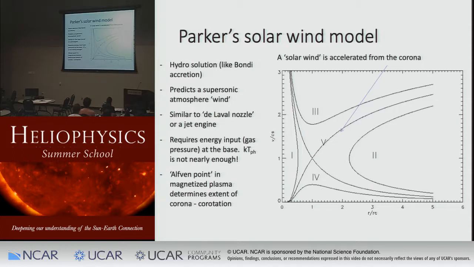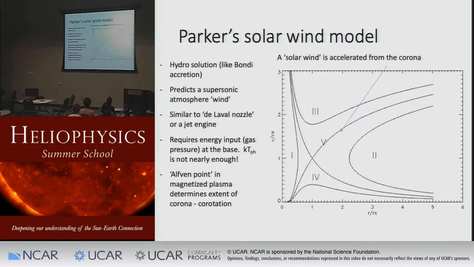This is the solution that he proposed would be the solution of a solar wind. So you have a hot corona down here, and essentially it's escaping the gravitational well. The thermal pressure overcomes gravity, and it escapes the gravitational well of the sun and is accelerated out to the heliopause. So it's a hydrodynamic solution.